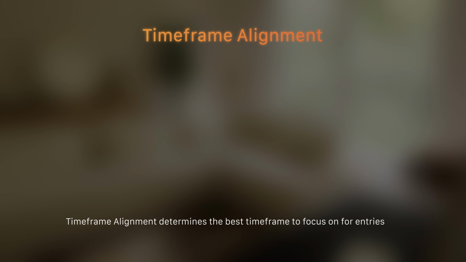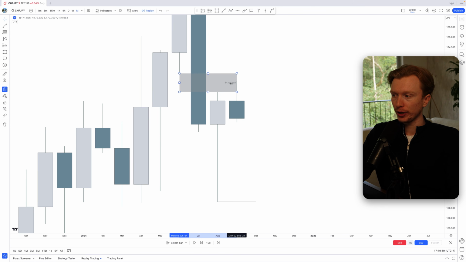And time frame alignment is how we know which time frame to go into. So when we retrace back into this monthly fair value gap, which time frame do we want to go into to confirm the fair value gap to continue lower and look for our entry? The time frame alignment that I discovered is the following.